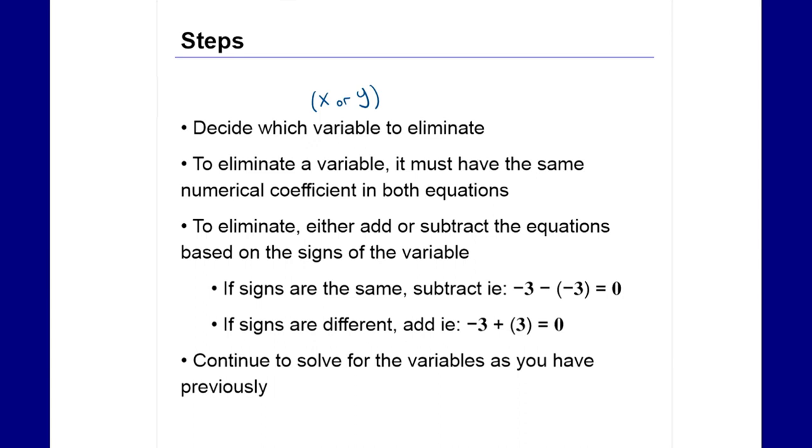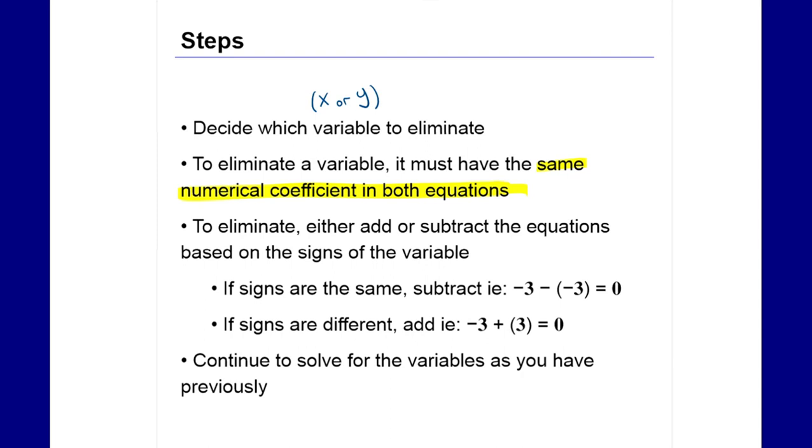To eliminate a variable, though, it must have the same numerical coefficient in both equations. So if I want to eliminate x, the number in front of x has to be the exact same in both equations. Now, in some cases, the equations might already have the same numerical coefficient, and in other cases, we might have to change the equations to get the same numerical coefficient. All of that we'll look at in some of the examples that we deal with.